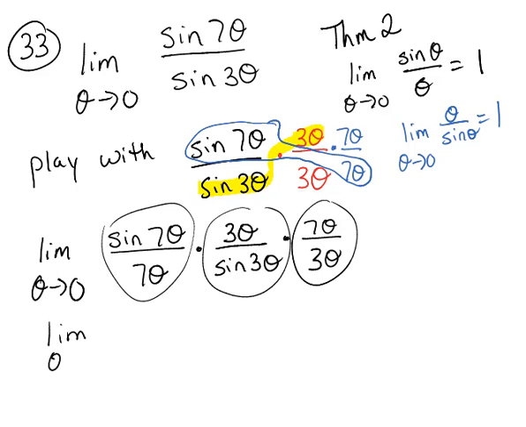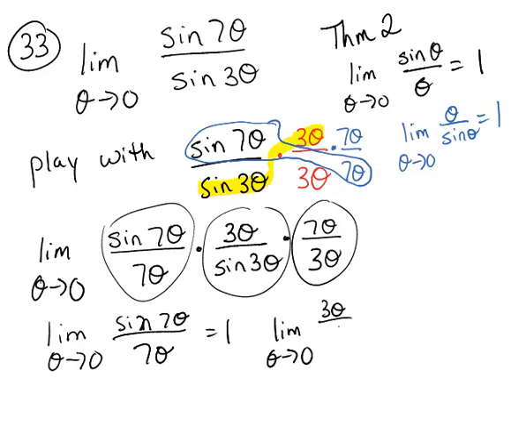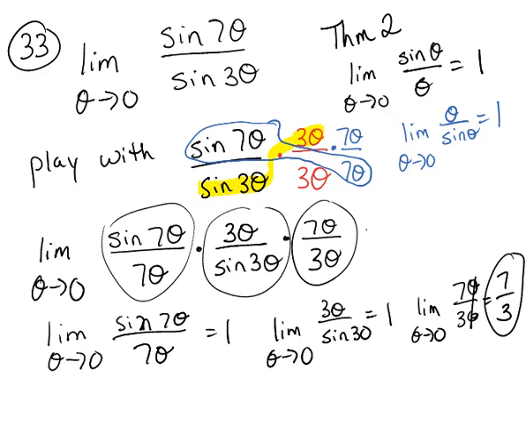So the limit as theta goes to 0 of sine 7 theta over 7 theta, that's just 1. And the limit as theta goes to 0 of 3 theta over sine 3 theta is 1. And the limit as theta goes to 0 of 7 theta over 3 theta, well, those thetas cancel and you do just get 7/3. So you can argue then that this entire limit is going to be equal to 7/3.